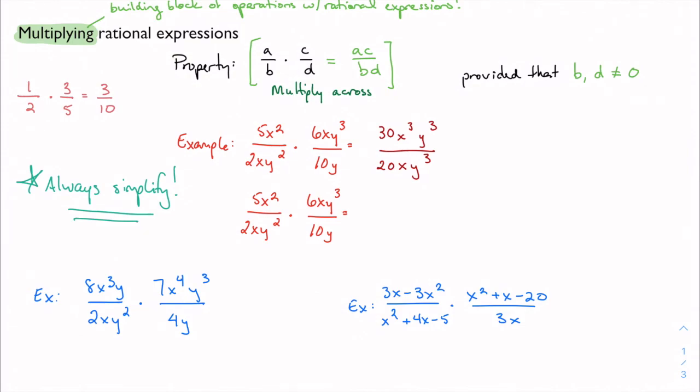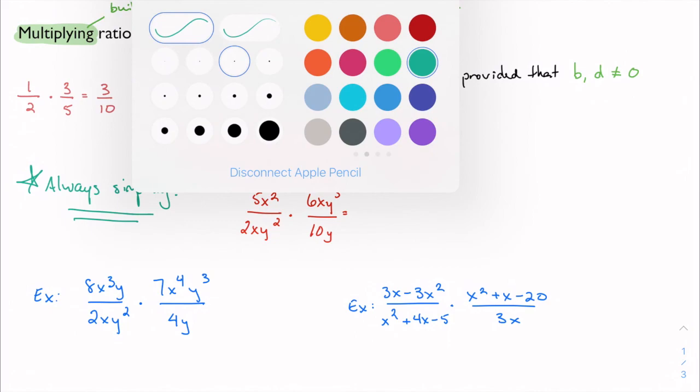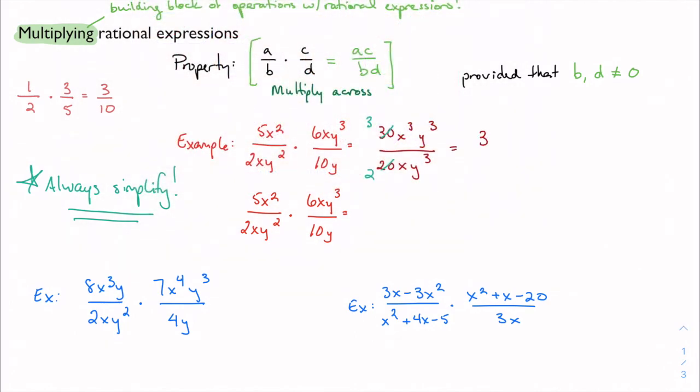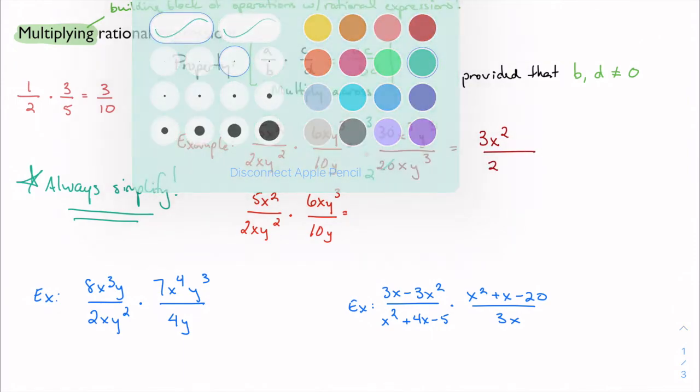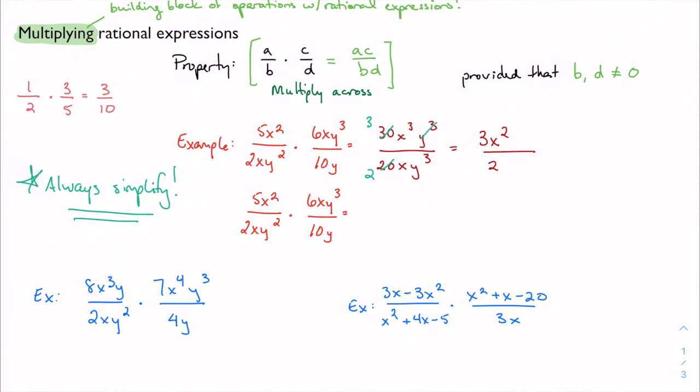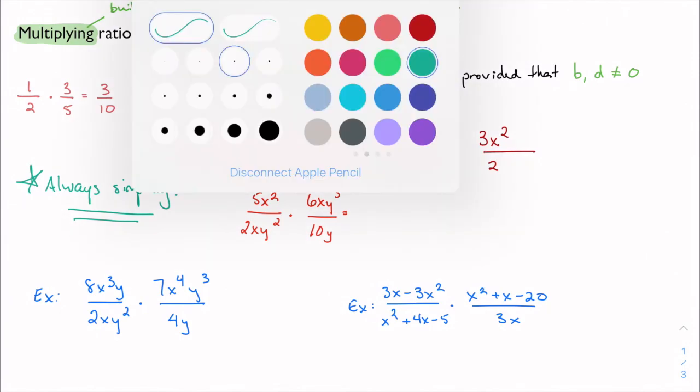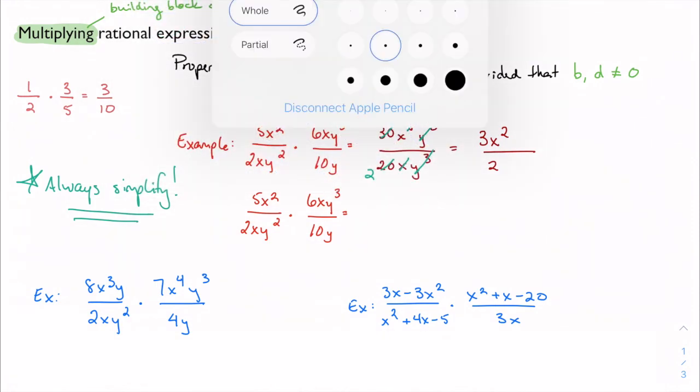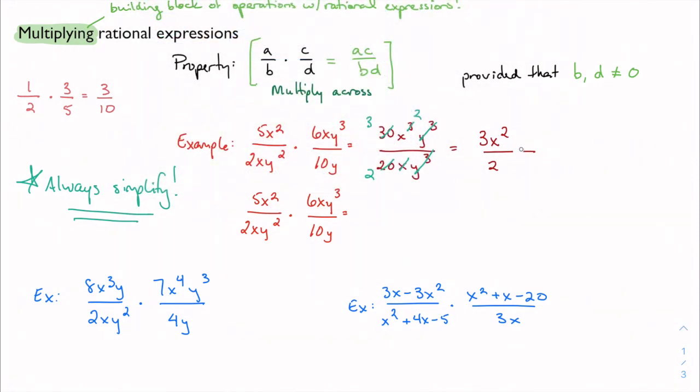So 30 and 20 are reducible by 10, right? So this becomes a 3 and a 2. I have my x's. My laws of exponents tells me that if I'm dividing the same base, I subtract the power. So 3 minus 1 is 2. And then my y cubes both cancel out. 3 minus 3 is 0. So if I were to kind of show all of that canceling out, which maybe I'm not the biggest fan of because it does make it look a little bit messier, but my final answer is actually right here, 3x squared over 2.